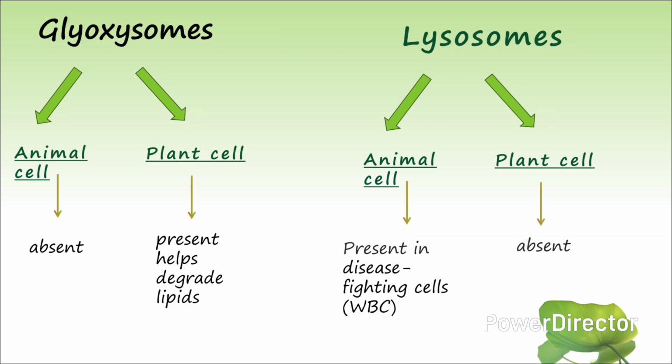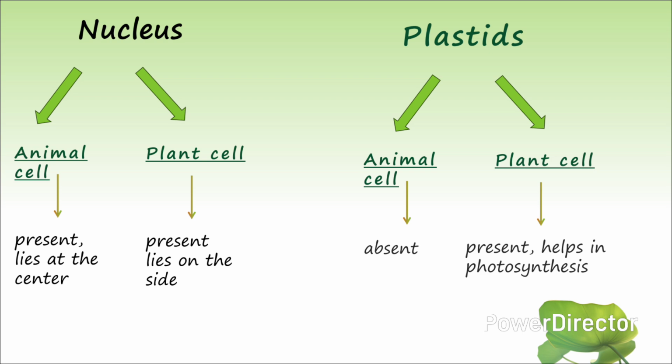Next is glyoxysomes. These structures are not found in animal cells but are present in plant cells. They help to degrade lipids, particularly in germinating seeds, to produce sugar. Next is lysosomes. Animal cells possess lysosomes, which are most numerous in disease-fighting cells such as white blood cells. Plant cells do not have lysosomes. Nucleus. Both plant and animal cells have a nucleus. In animal cell, it lies at the center of the cell, whereas in plant cell, it lies on the side of the cell due to large vacuole.